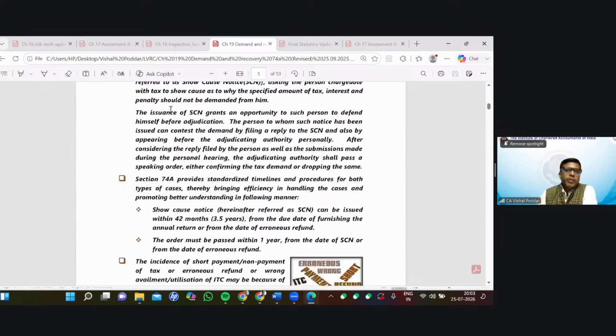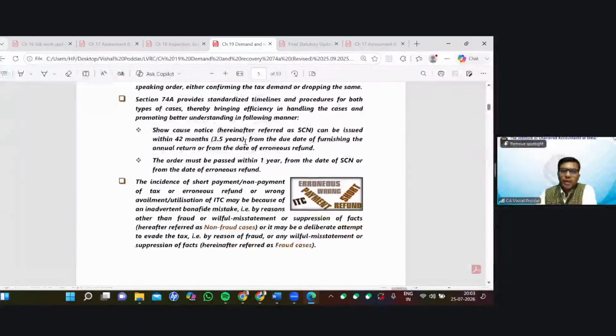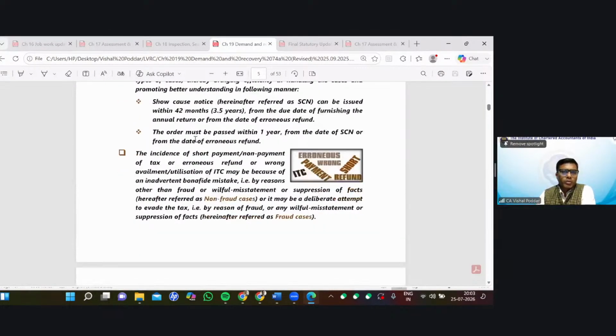So this is done by issuing a show cause notice, which grants an opportunity to the person that they can defend themselves by producing the relevant proofs, documents, whatever they have in their defense. Now 74A provides standardized timelines and procedure for both types of cases, that is fraud and non-fraud cases. How? So the show cause notice can be issued within 42 months from the due date of furnishing of annual return or from the date of erroneous refunds. The order must be passed within 1 year from the date of SCN or from the date of erroneous refunds.